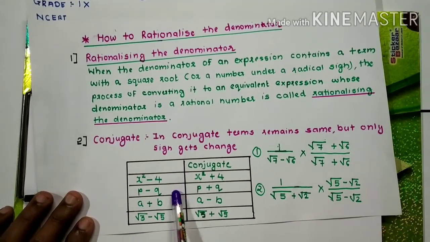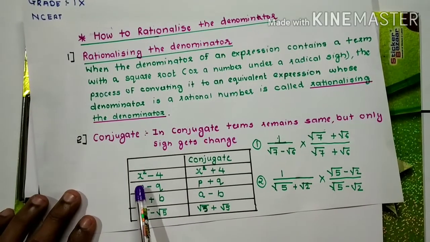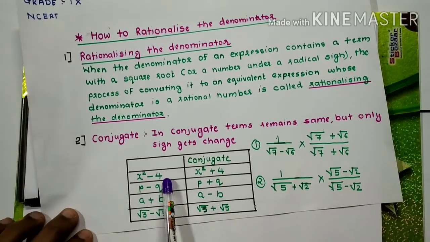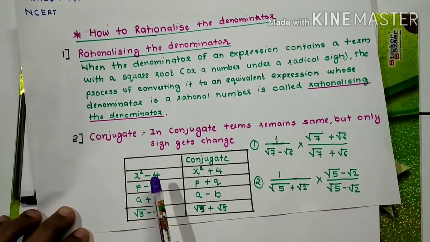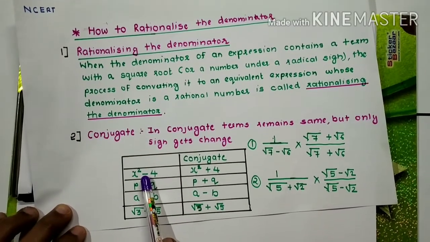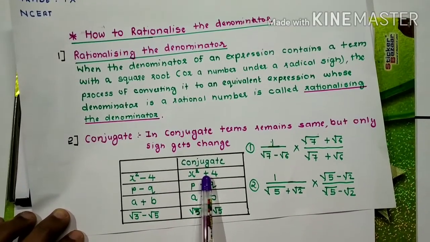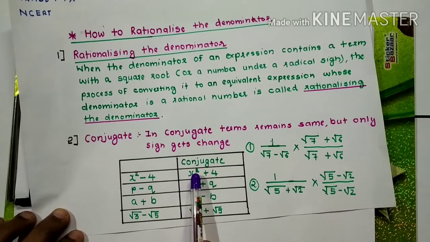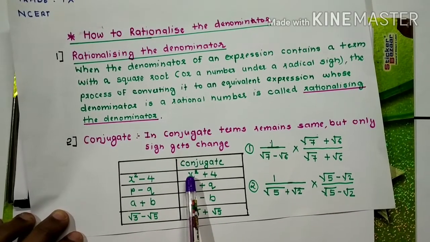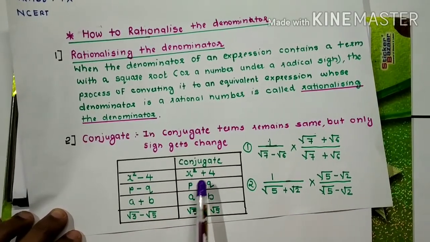So these are the examples of conjugate. First one is x square minus 4. So you only have to change the sign. This minus sign will change to a plus sign. So this expression will remain the same. x square and 4 will remain the same.